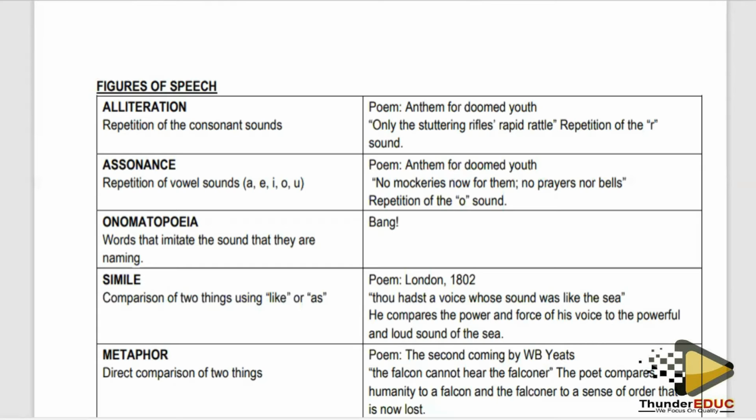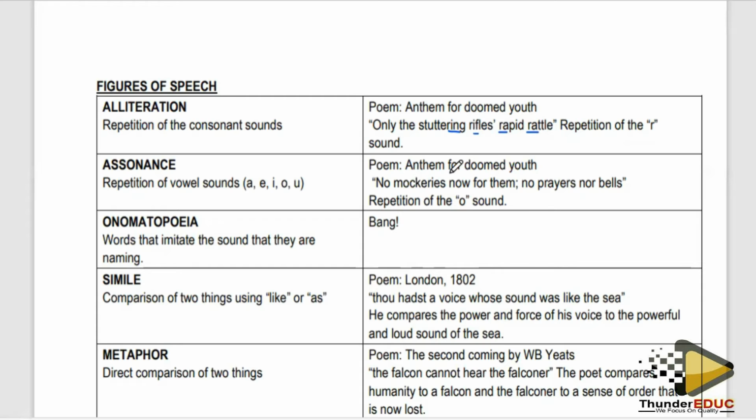Alliteration is the repetition of consonant sounds. So as a result, we have that consonant sound which will come out, the kr, the r, the b. If it's repeated so many times in a line, it becomes alliteration. You have an example there: "Only the stuttering rifle's rapid recall." We have the r sound coming over and over again. So the repetition of the R sound is given, and that is what we call alliteration.